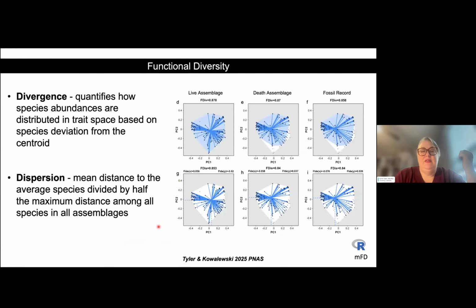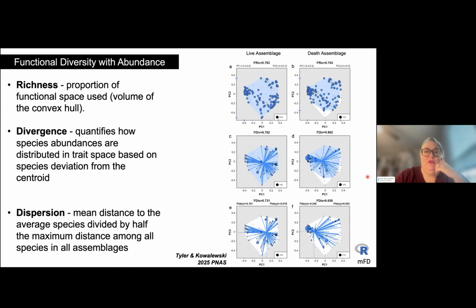And again, for all of these metrics, for divergence and dispersion, we see it's very consistent from the live to the dead to the fossil. And you can still see that missing space there in the white, just to show you for comparison. But here are the actual values at the top of each of these, and they're very similar. So 0.87, 0.87, 0.86, right? Very, very comparable. That's divergence, and here's dispersion: 0.85, 0.84, 0.84. So very, very similar measures for each of those.